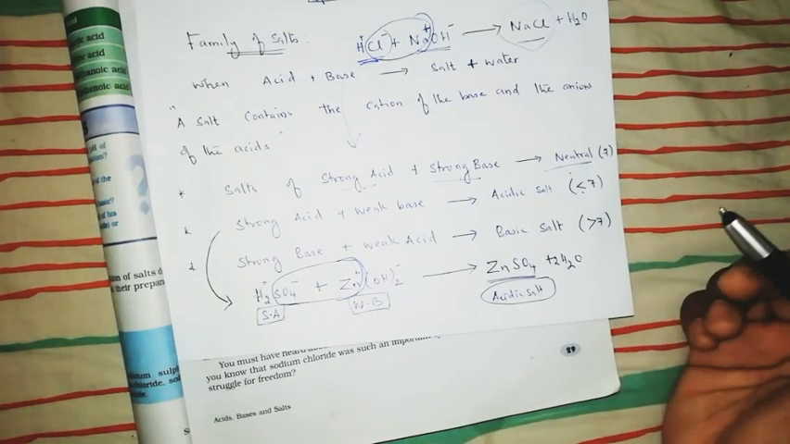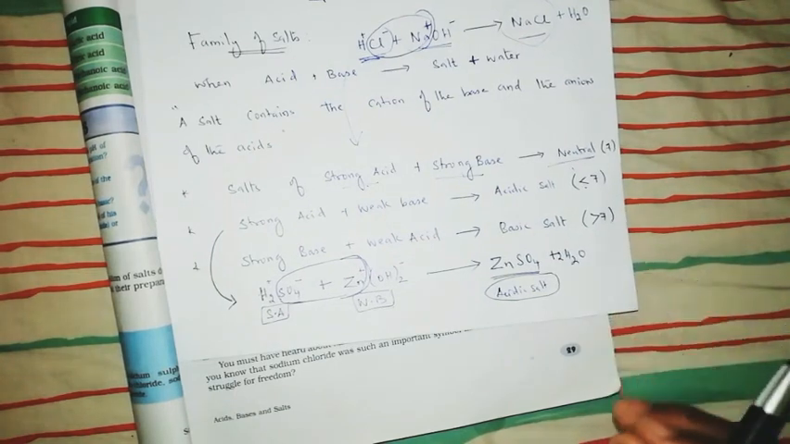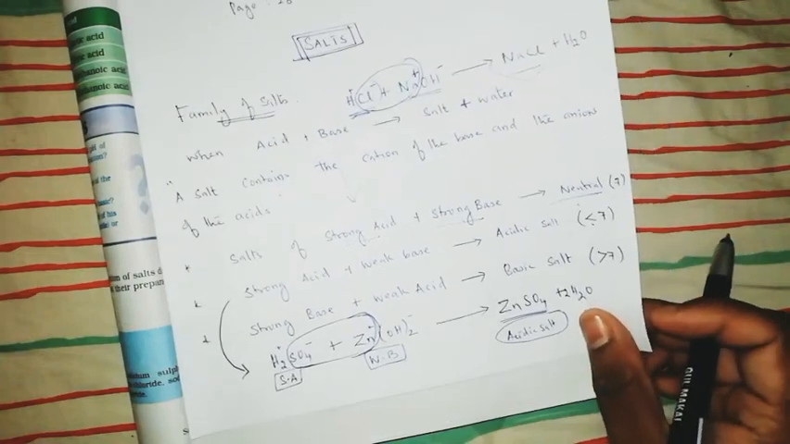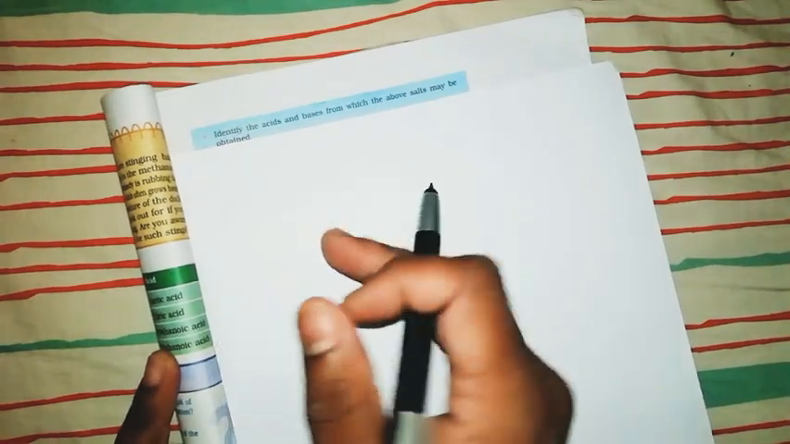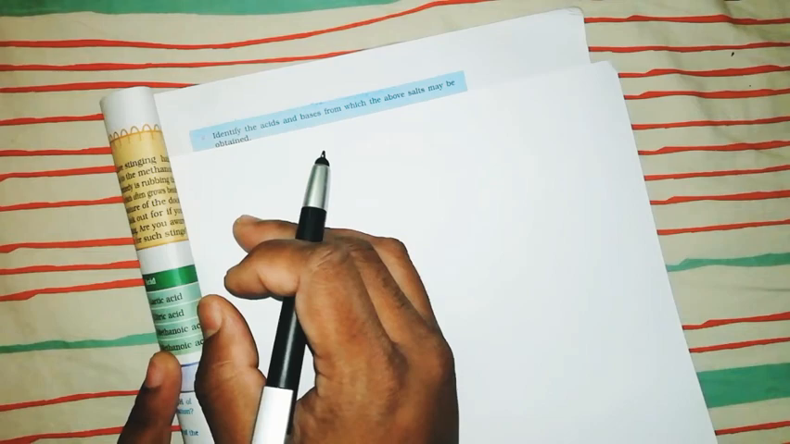Understood? Why are we learning this? The reason is, this is one of the very important questions. Sometimes they ask you to find out. They will give you the salt itself directly, and they ask you to find out what is the nature of that salt. Can we do one more example?